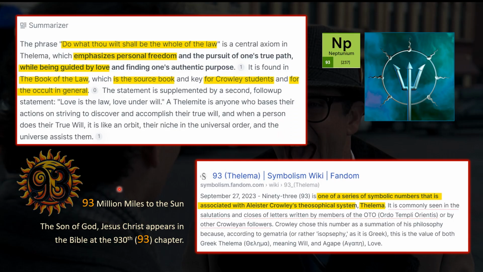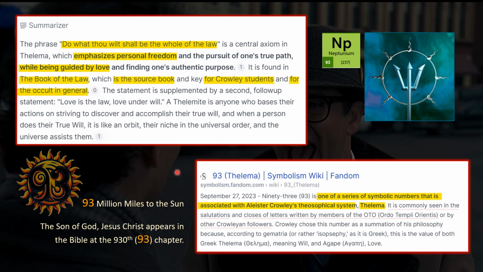So I just want to break down where we get this phrase, "Do what thou wilt shall be the whole law." That is the central axiom in Thelema, which emphasizes personal freedom and the pursuit of one's true path, while being guided by love and finding one's authentic purpose. So there's a lot of service to self here going on. It is found in the Book of the Law, which is a source book and key for Crowley students and for the occult in general. The Book of the Law was a book that was channeled to Aleister Crowley from Lamb, the demon alien gray entity that he summoned.